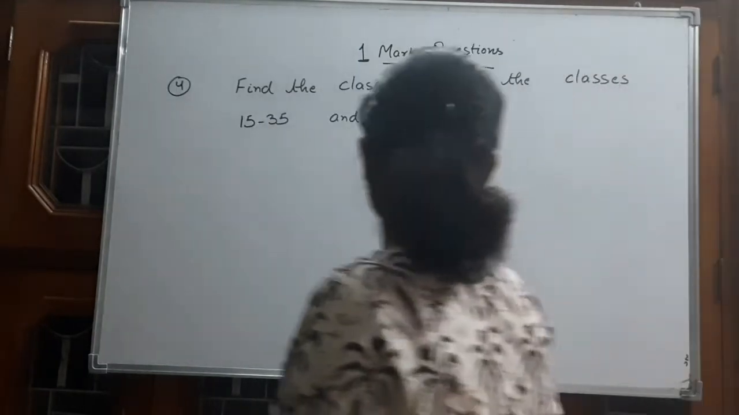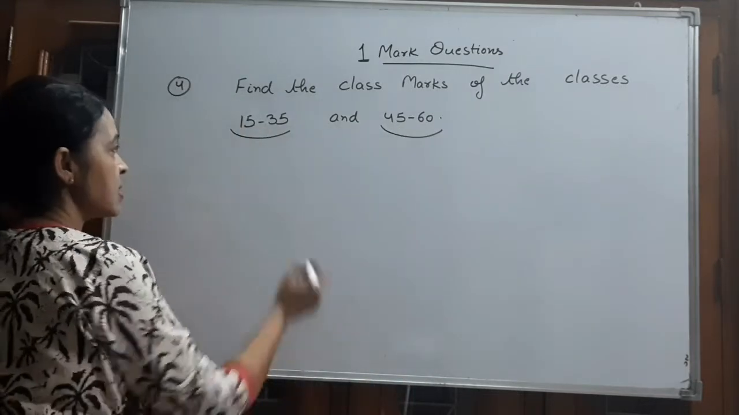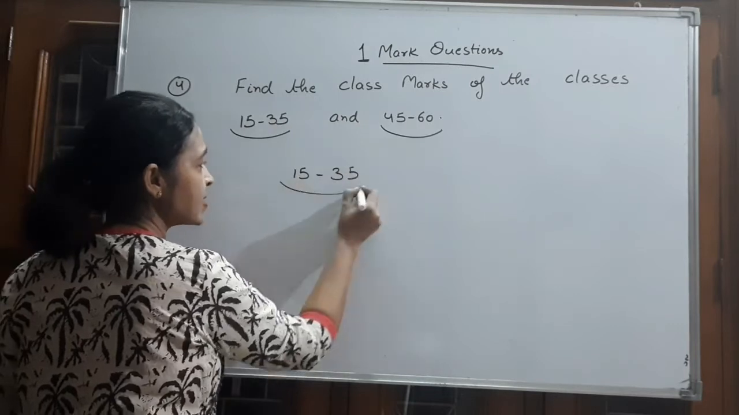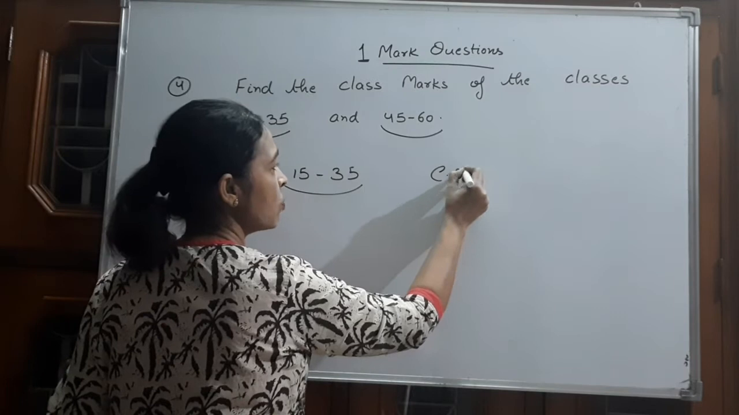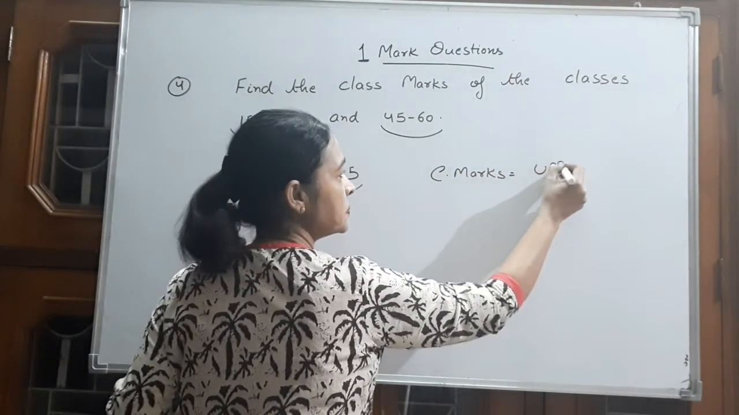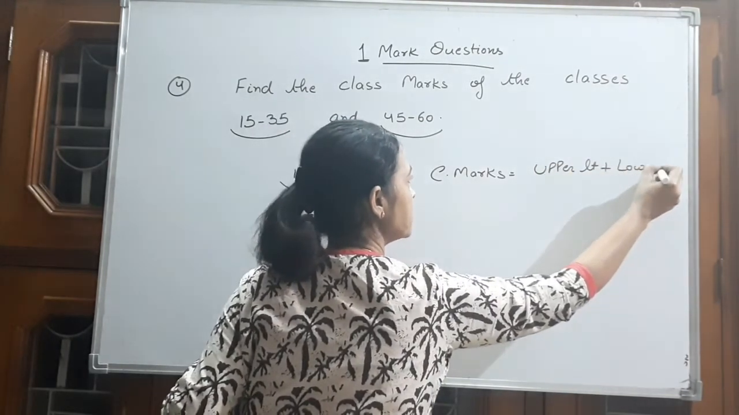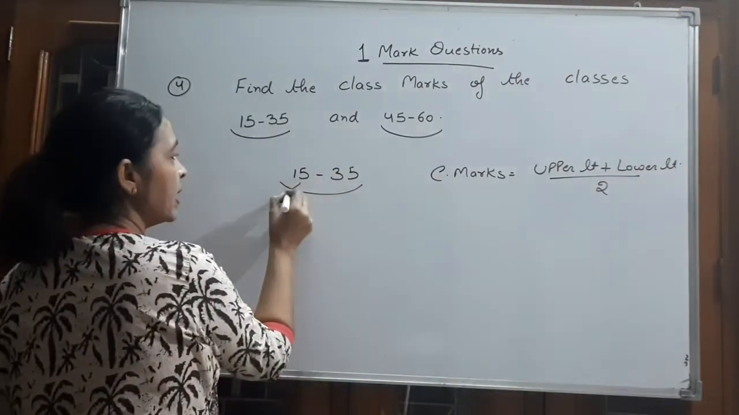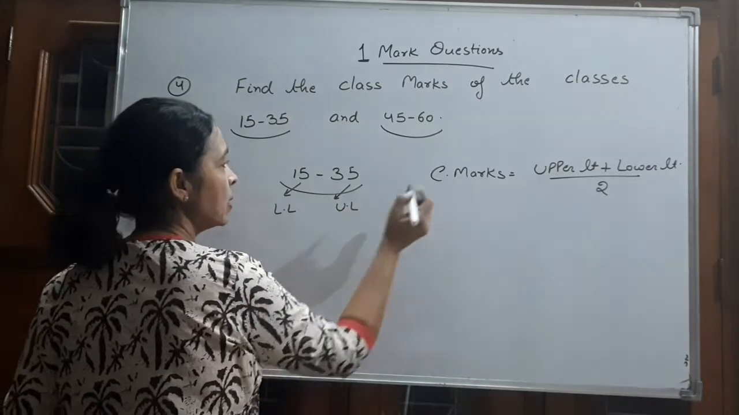Find the class marks of the classes 15 to 35 and 45 to 60. First is 15 to 35. This is our class interval. What we have to find? We have to find the class mark. What is the formula for class marks? Upper limit plus lower limit upon 2. Now 15 is the lower limit, 35 is the upper limit.